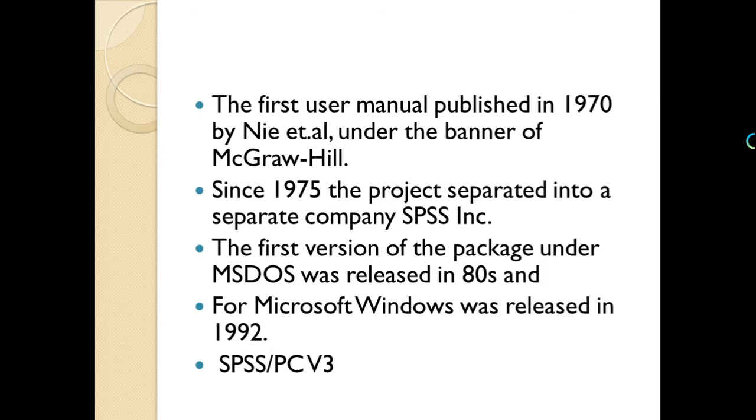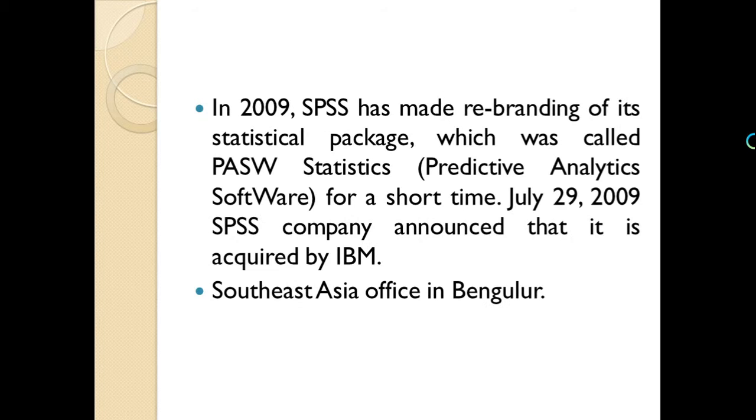And I remember I got introduced to this software in the year 1990 with their version called SPSS PC version 3. Now today you have SPSS for Windows version 26. In the year 2009, SPSS rebranded its statistical package and named it PASW, which stands for Predictive Analytics Software. However, it was only for a short time. On July 29, 2009, this company announced that it was acquired by IBM. So now SPSS is a product of IBM.